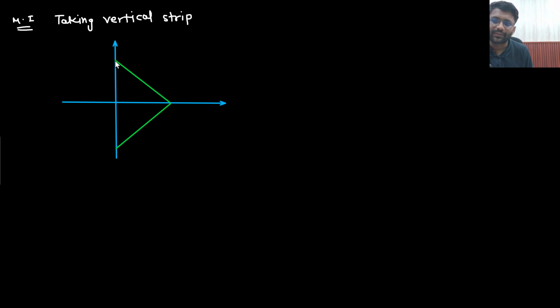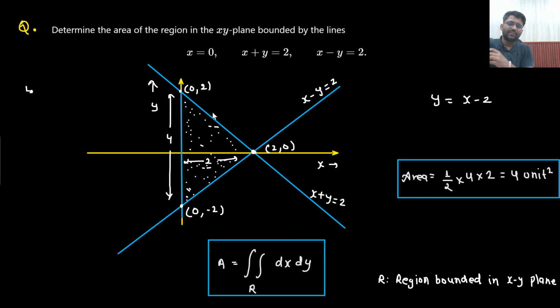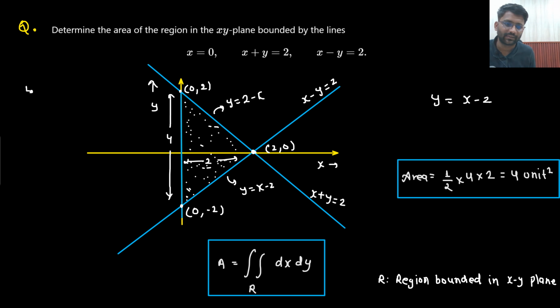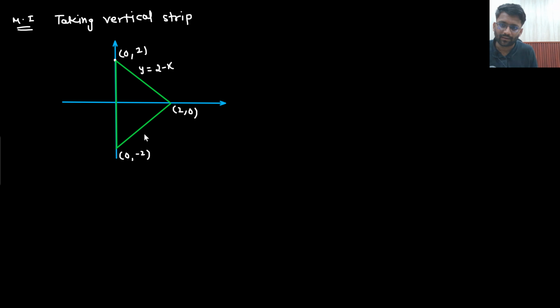The points are (0, 2), (0, -2), (2, 0), and this is the bounded region we have made. Right? Here, what is the value of y on this line? On this line, the value of y is nothing but 2 minus x. And on this line, what is the value of y? The value of y is x minus 2. So here the value of y is 2 minus x, and here the value of y is x minus 2.